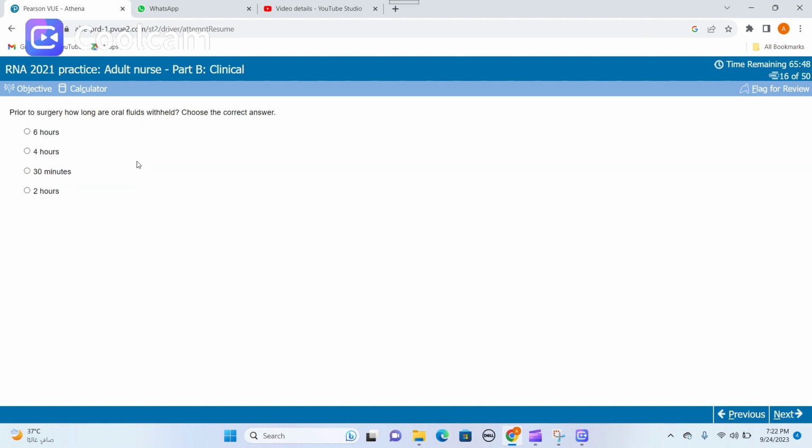Let's see next. Prior to surgery, how long oral fluids? It's not talking about NPO, nothing per oral, or complete oral. We need to hold on solids and all. It's asking about oral fluids. The patient can take oral fluids until 2 hours before surgery, but any eatables should be held 6 to 8 hours before, in order to prevent dehydration.